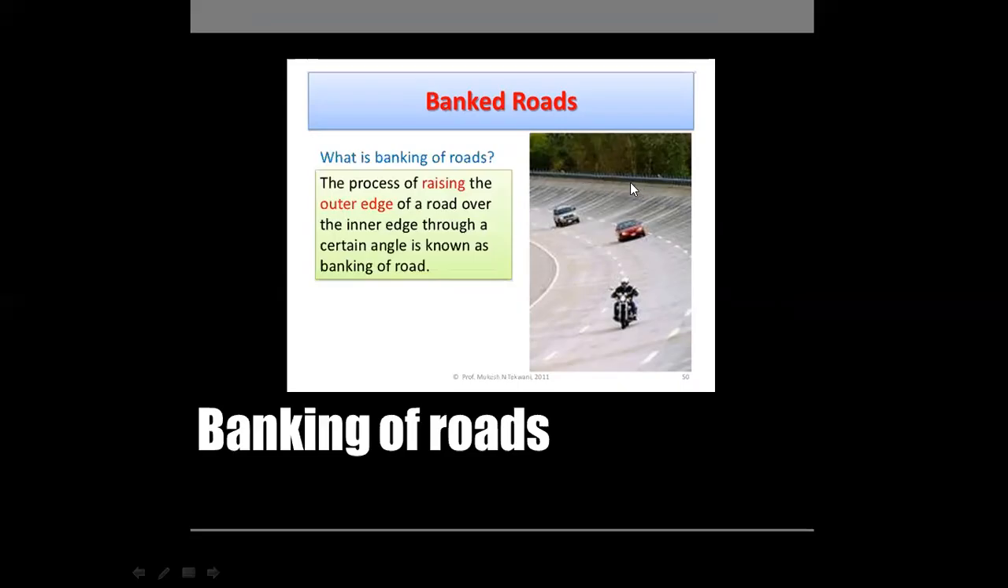Then this is the banking of road. In banking of road, one edge of the road is raised. Okay, so to avoid skidding, to avoid any accident, this road is elevated, or its one part is raised up to make the driving safe. Okay, this topic is given on page number 79 of your book.